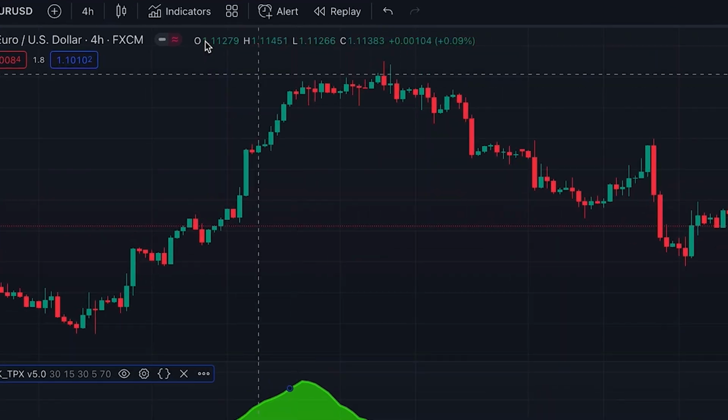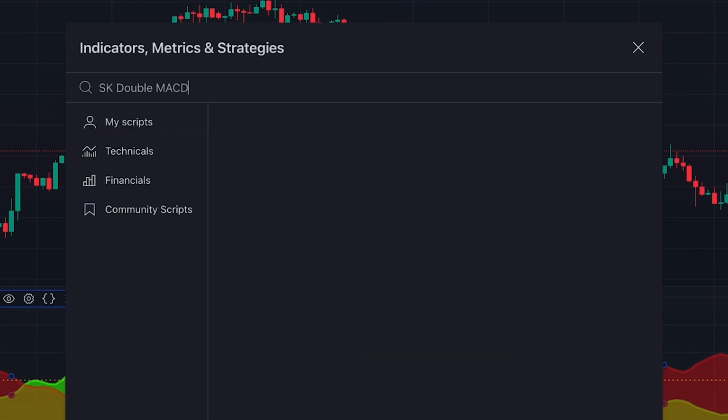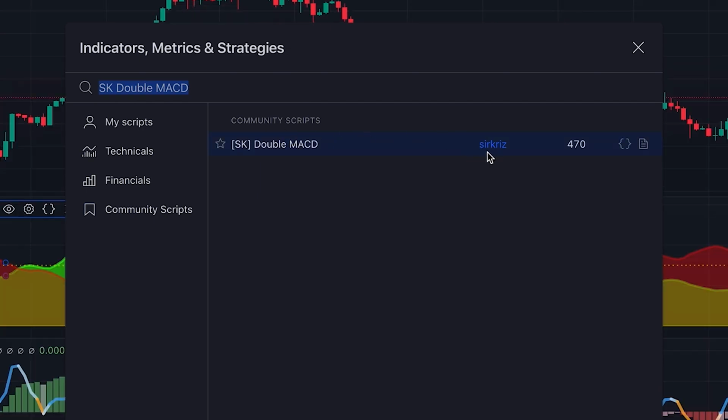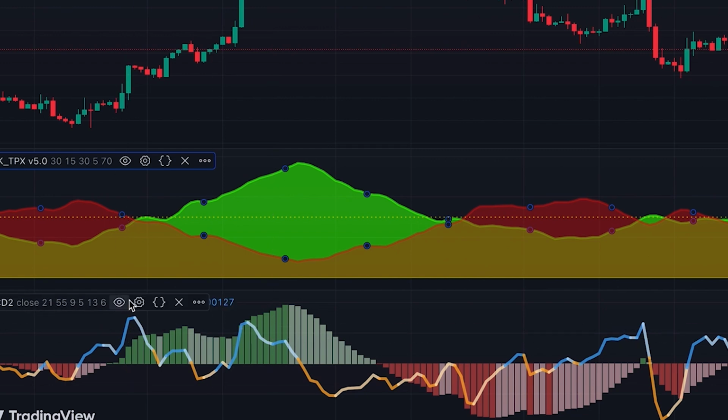And then here in the style tab, we remove the net pressure line because we don't need it in this strategy. Alright, the next indicator that we want to add is called SK Double MACD. This one is written by someone named Sir Krez. And for this indicator, we must also change its settings.